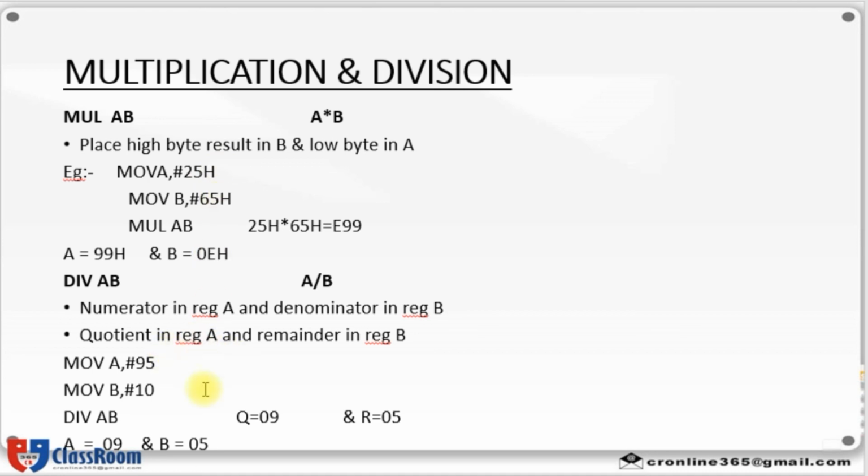Here I haven't used any H, that means it is a decimal number. So A will be having this decimal number 95 and B will be having this decimal number 10. DIV AB: A will be divided by B, that is 95 by 10. You will be getting quotient as 09 and remainder as 05. This quotient will be stored in register A, that is, the accumulator will be storing the value of the quotient and the remainder will be stored in the B register.